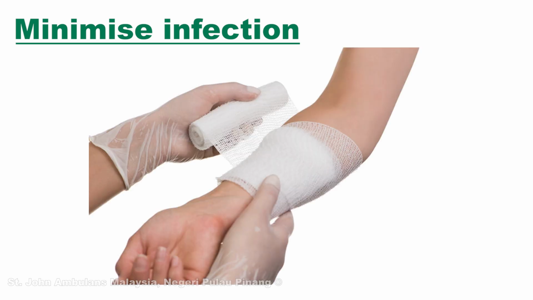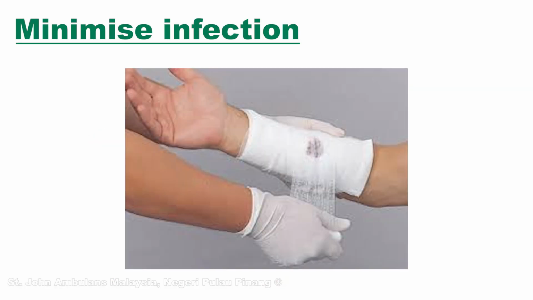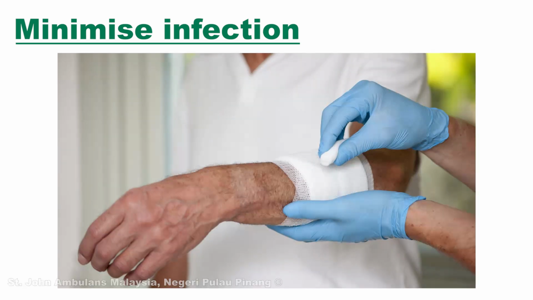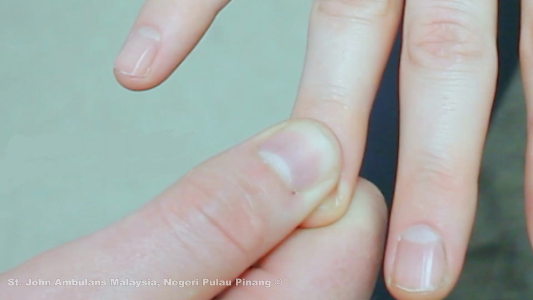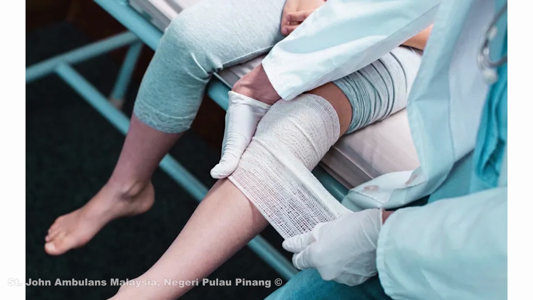Secondly, is to minimize infection. Secure the dressing with a bandage that is firm enough to maintain pressure, but not so tight. If bleeding shows through the dressing, apply a second one on top of the first dressing. If blood seeps through the second dressing, remove both and apply a fresh one. Support the injured part with a sling or bandage. Check the circulation beyond the bandage every 10 minutes. If circulation is impaired, loosen the bandage and reapply it.